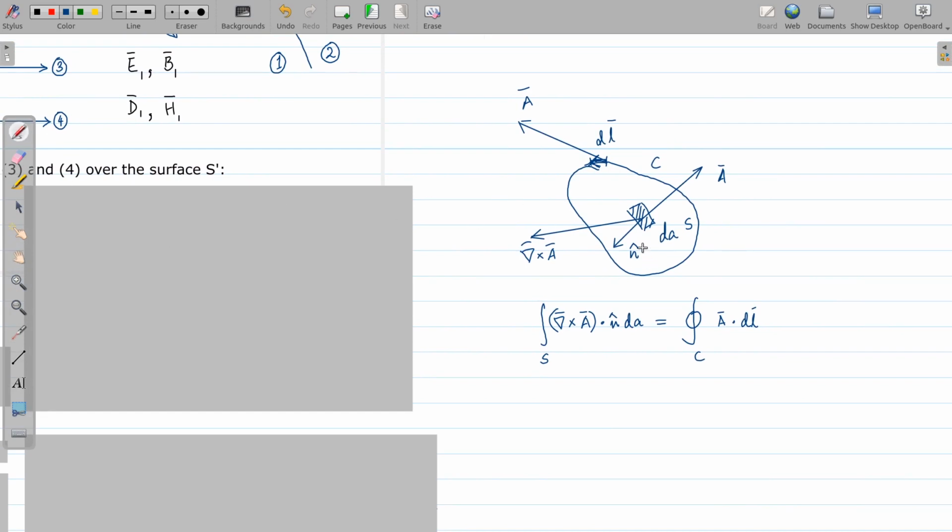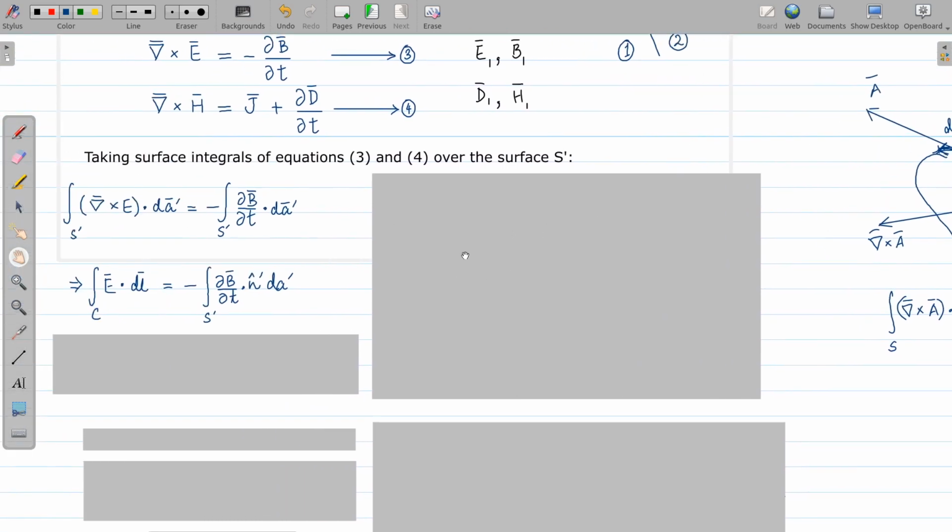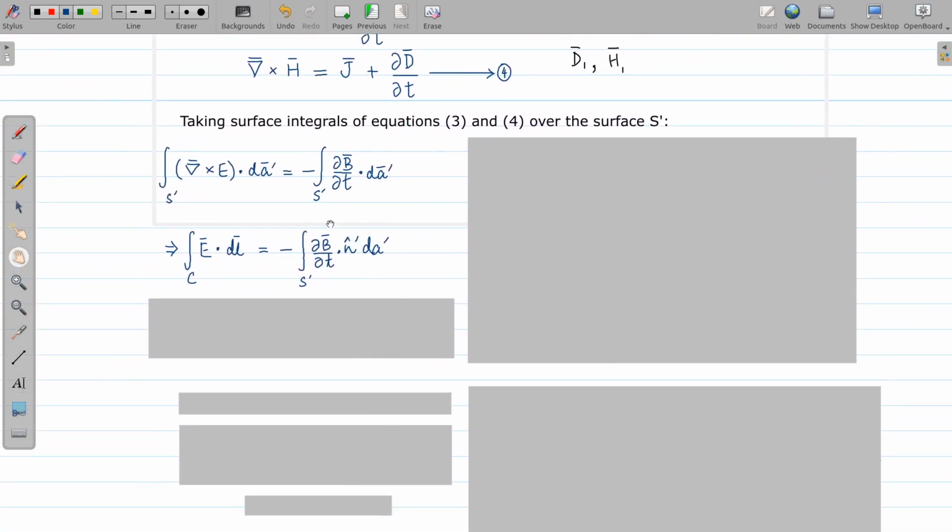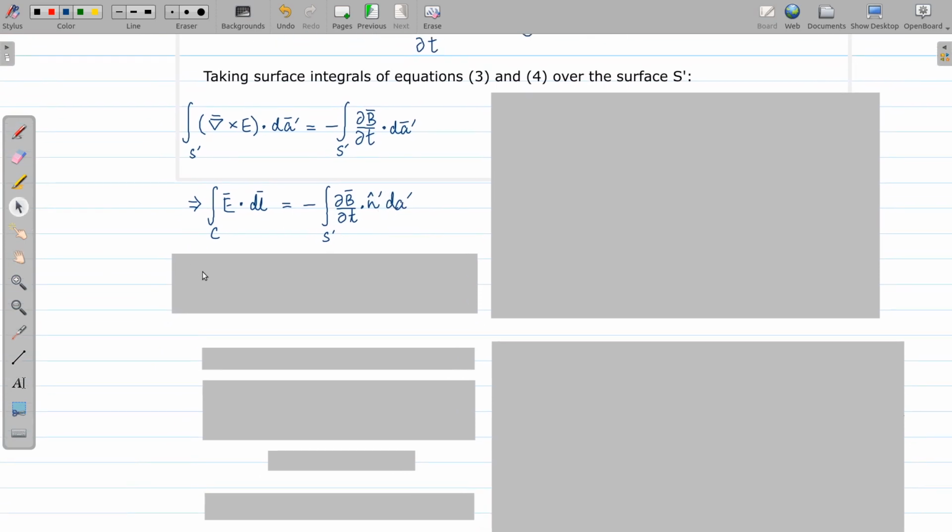Instead of calling it n cap, I'll call it n cap prime. N cap prime is a unit vector which is perpendicular to the surface at each and every point. So this dA, I'm just writing it as n cap prime into the magnitude of dA. So now what is going to happen is this.